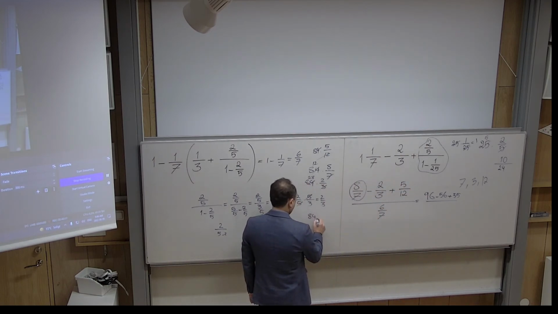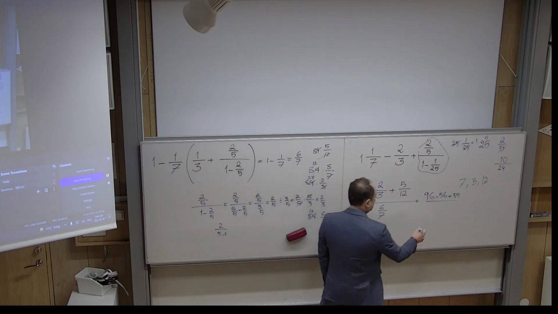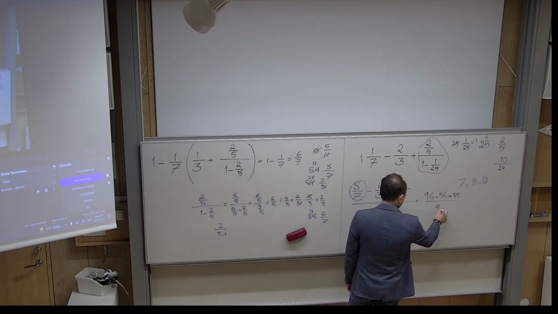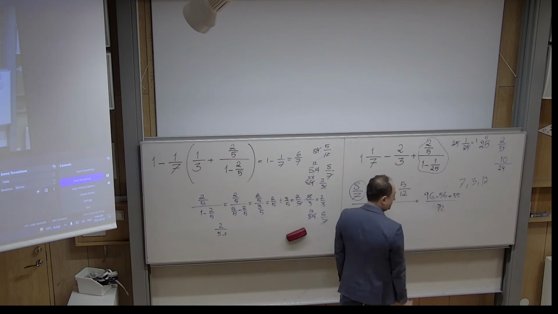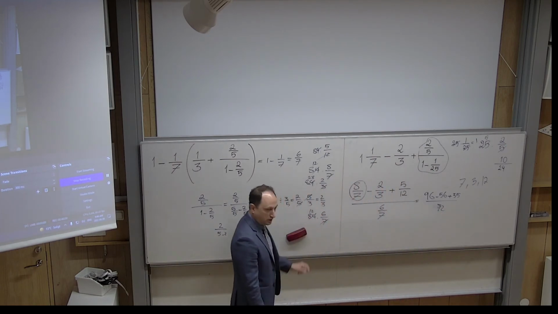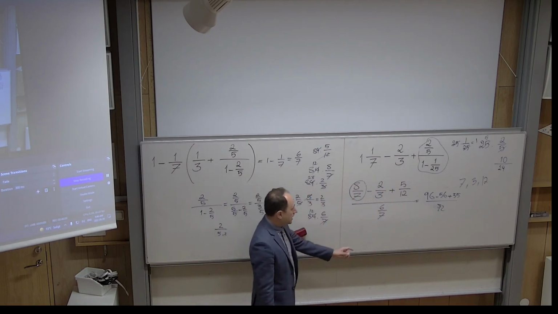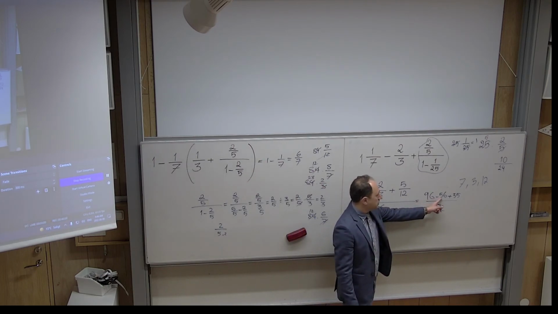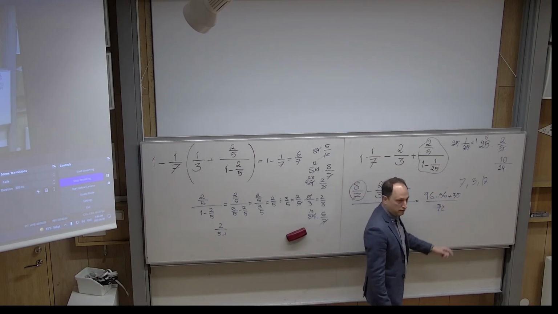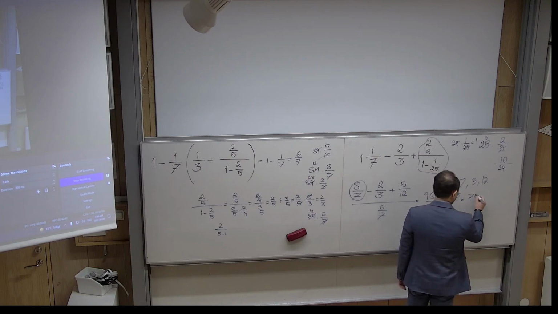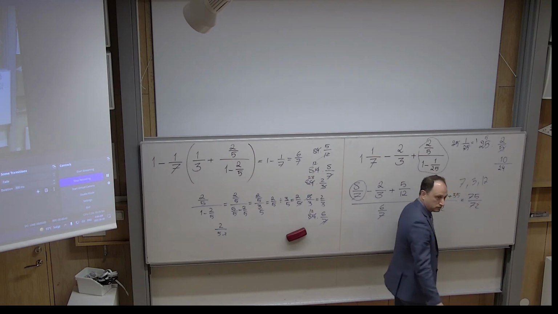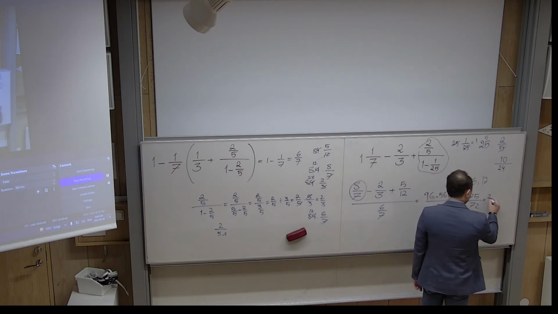You multiply this by 84. So 84 multiplied by 6 over 7. What's the answer again? It's 12. 6 times 12 is 72. 6 times 12, 72. Yes? And now look, 96 minus 56 is 40. 40 plus 35 is 75. So the answer is 75 over 72. And then you simplify by 3. It becomes 25 over 24.